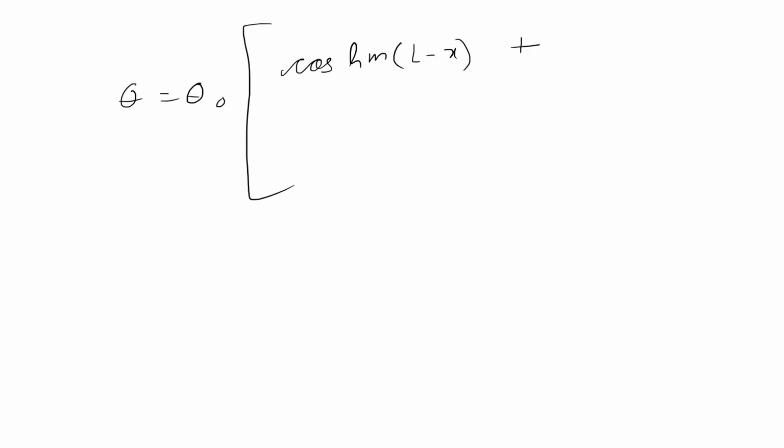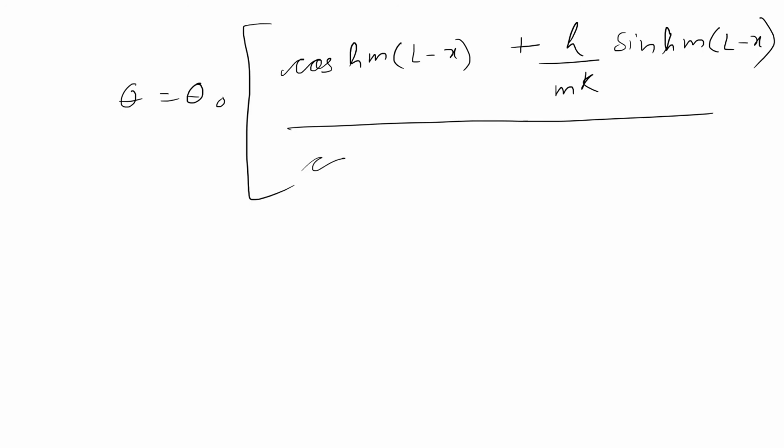Now we can write it as theta is equal to theta naught cos hyperbolic ml minus x plus h by mk sin hyperbolic ml minus x, by cos hyperbolic ml plus h by mk sin hyperbolic ml. So this is our temperature distribution equation.